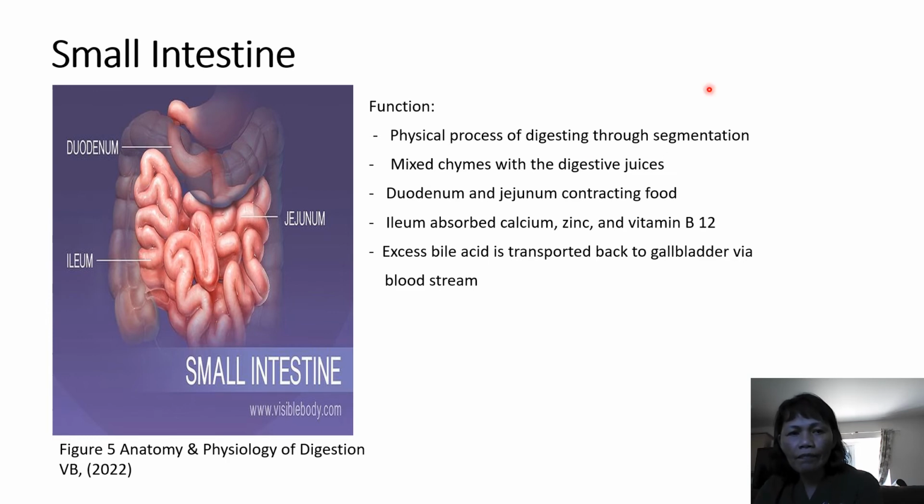Function: physical process of digesting through segmentation. Mix chyme with digestive juices. Duodenum and jejunum contract food. Ileum absorbs calcium, zinc, and vitamin B12. Excess bile acid is transported back to the gallbladder via the bloodstream.